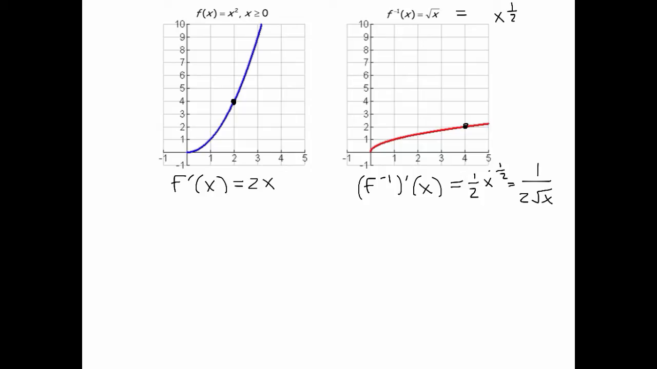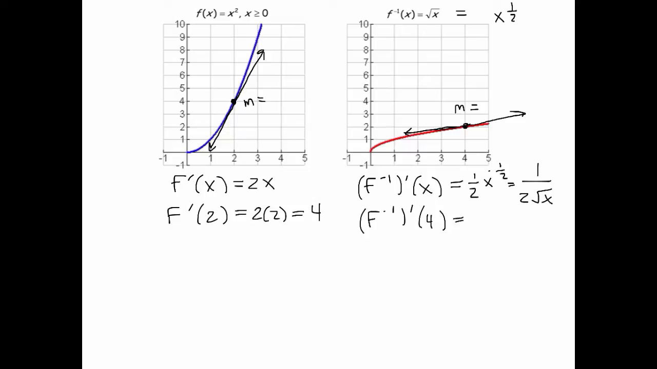So now what I want to do is plug 2 into my derivative of f so that I can find the slope of the tangent line at x equals 2. So the slope of that tangent line: I'd have to plug in 2. f prime of 2 equals 2 times 2, which equals 4. And then I'm also going to calculate the slope of the tangent line at the corresponding point over at the inverse. So the corresponding point I'm calling (4, 2). So what's the slope of this guy? Well, let's plug 4 into the inverse derivative. So that's 1 over 2 square root of 4, which is 1/4.